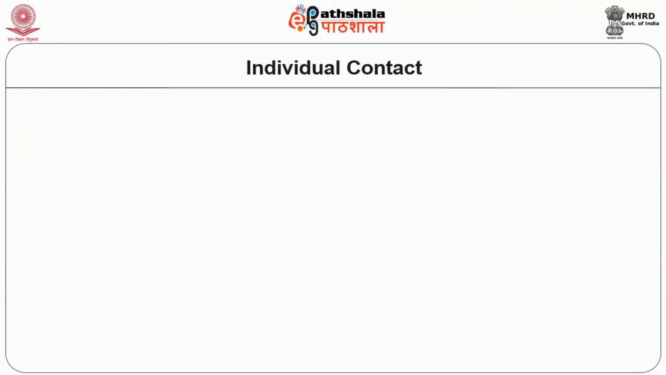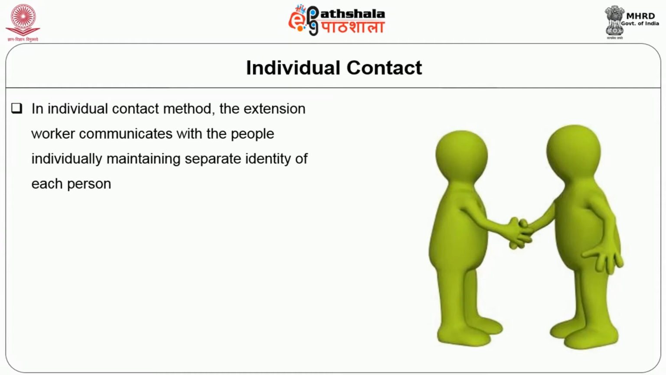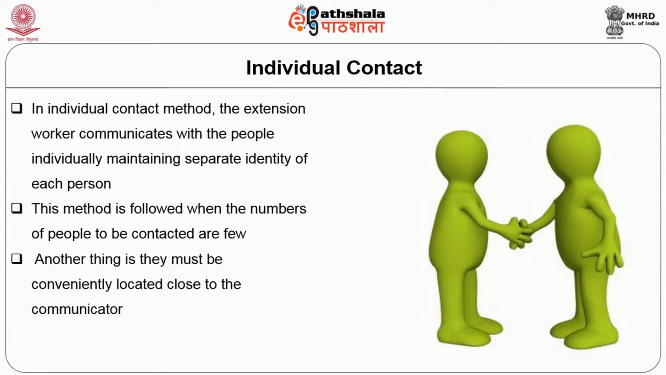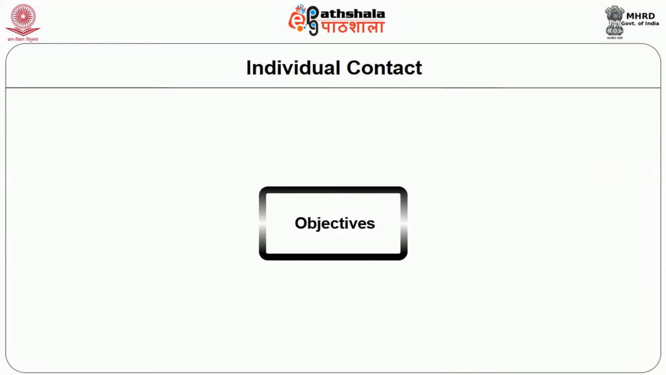So, what do you mean by individual contact method? In individual contact method, the extension worker communicates with the people individually, maintaining separate identity of each person. This method is followed when the number of people to be contacted are few. Another thing is they must be conveniently located close to the communicator. Also, sufficient time must be available for communication. Some examples of individual contact methods are farm and home visit, farmers call, telephone call, personal letters, observation plots or adaptive mini-kit trials.